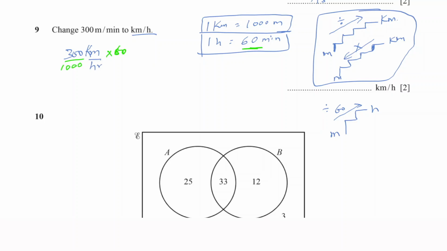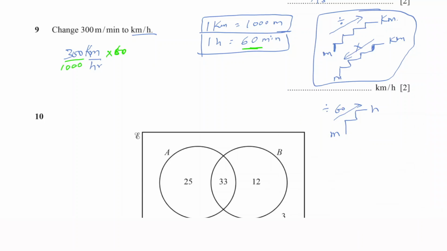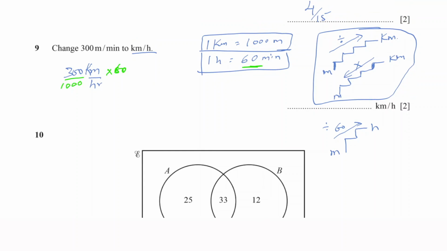Okay, now the things just need to be calculated using a calculator. So let's use the calculator. We have 300 that needs to be multiplied by 60 and divided by 1000. So I'm getting 18. So what is our final answer? 18 kilometer per hour. We just converted into 18 kilometer per hour. I'm writing the answer over here, 18 kilometer per hour. 18 will be the final answer.